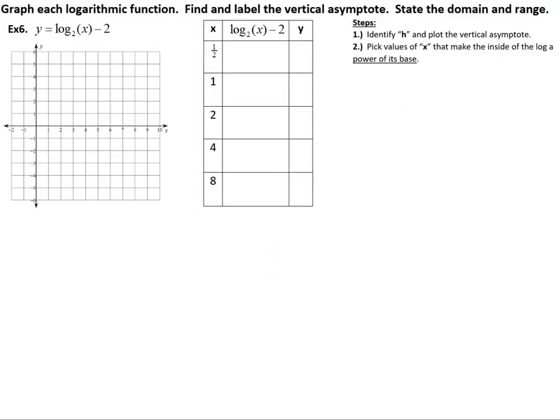Okay, we've got 2 examples to try here. Graph each log function. Find and label the vertical asymptote. State the domain and range.